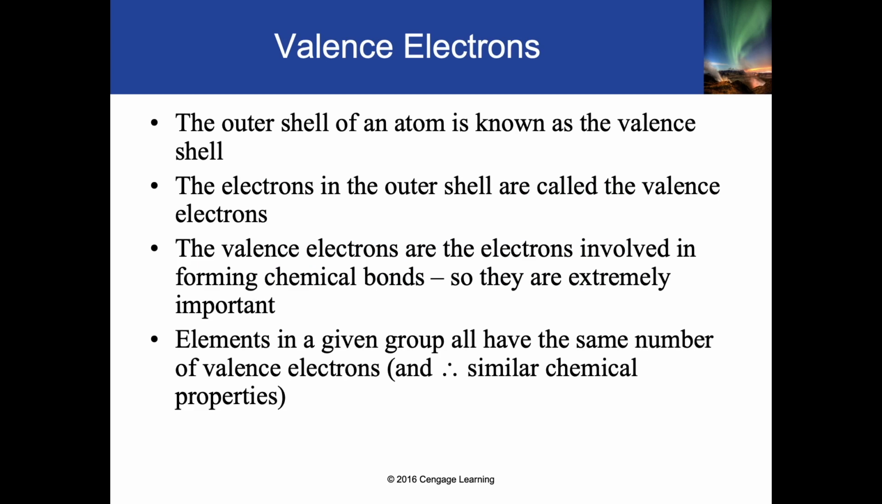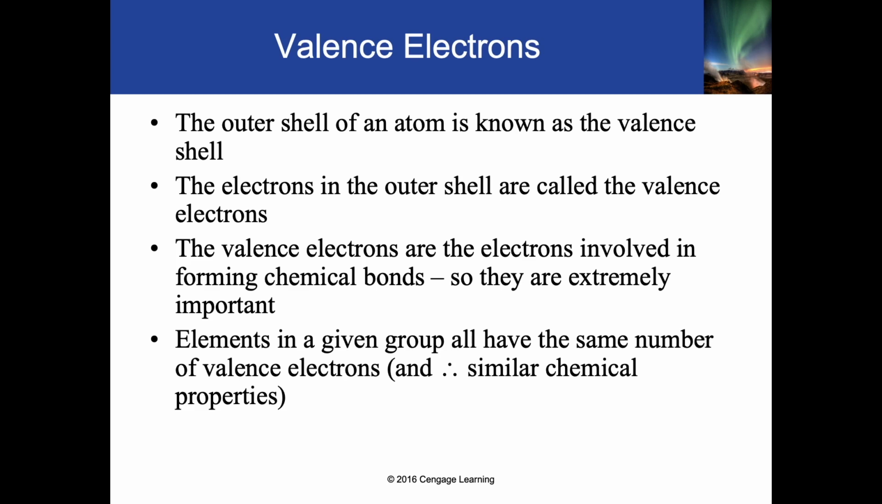So these are the facts that you need to know about valence electrons. The outer shell of an atom is known as the valence shell. The electrons in the outer shell are called the valence electrons, right? So the shell is called the valence shell, and the electrons in that shell are called what? Valence electrons. Valence electrons are involved in chemical bonds, so they're extremely important. And elements in a given group will have the same number of valence electrons.